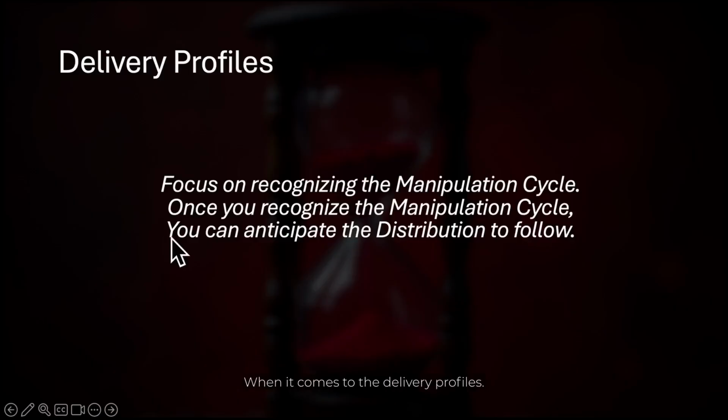When it comes to delivery profiles, have the following rule. You must focus on recognizing the manipulation cycle. Once you recognize the manipulation cycle, you can anticipate the distribution to follow. Meaning, your job is to recognize manipulation, because once you recognize manipulation, you can anticipate distribution to always follow. And that is one of the most important insights which I would like to share with you.